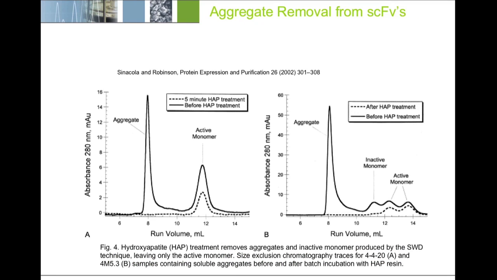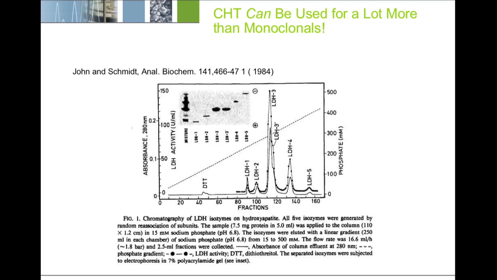Here you see aggregate removal from two different single-chain variable region antibodies, or SCFVs. The left-hand panel shows that active monomer can be separated from aggregate. The right-hand panel shows that not only can active monomer be separated from aggregate, but also from inactive monomer as well. As I've indicated, CHT can be used for a lot more than just monoclonal antibody purification. This slide shows a classical example from the literature, that of the separation of 5 different isozymes of lactate dehydrogenase from each other. Here you see baseline separation in a phosphate gradient.